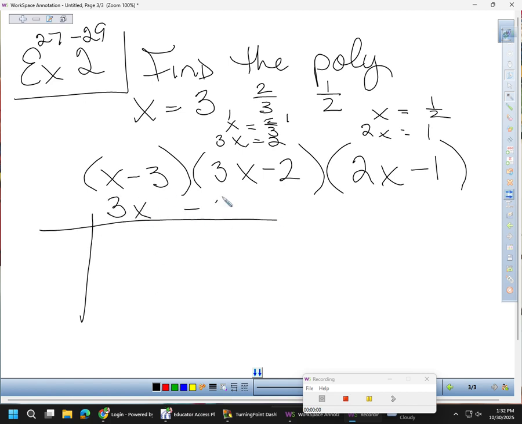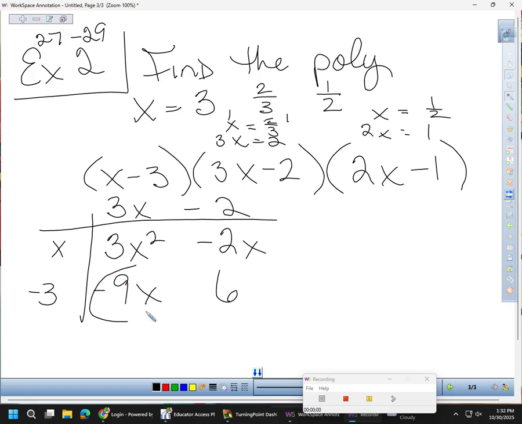3x minus 2 times x minus 3. 3x times x is 3x squared. -2 times x is -2x. 3x times -3 is -9x. And -2 times -3 is 6. Again, remember we're going to add our diagonal together. So over here, we're going to do one more box.